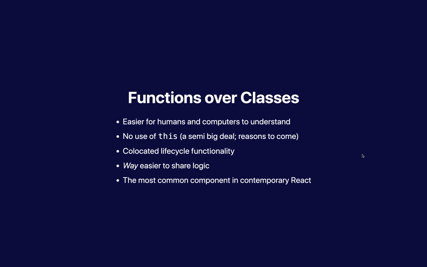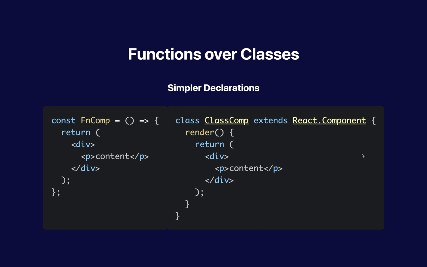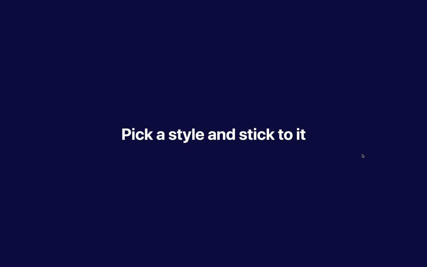But also because it's the most common component in contemporary React. And so here's just one example of a simpler declaration. We're not using props or state in either of these. This is as simple as it can possibly be. And you can see the function component is instantly recognizable as simpler than the class.